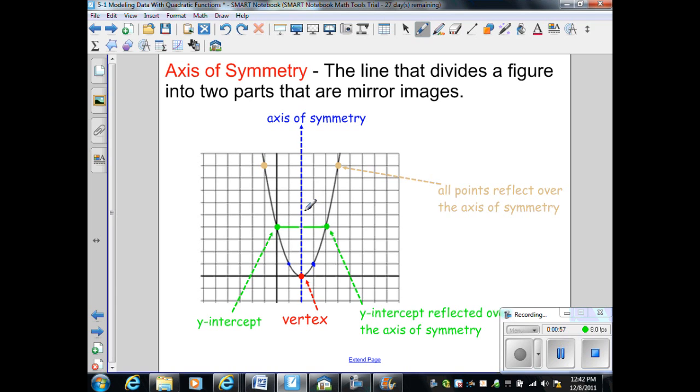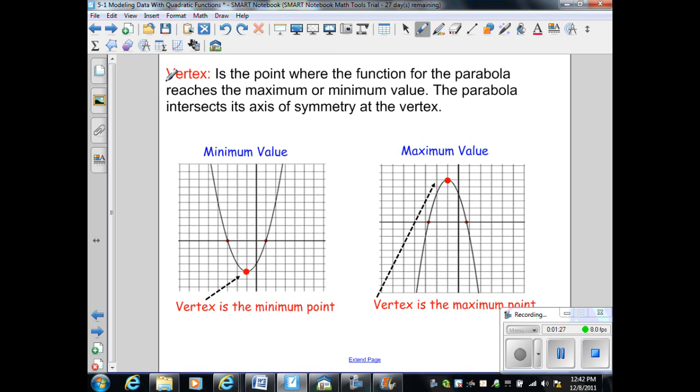Here, a point that lies on the parabola and on the axis of symmetry is called the vertex. The vertex will have either a minimum value, such as here, this is the lowest y value in our parabola, or if the parabola was inverted, pointing downward, that vertex would have the maximum value in the parabola. The vertex is the point where the function for the parabola reaches the maximum or minimum value. The parabola intersects its axis of symmetry at the vertex.